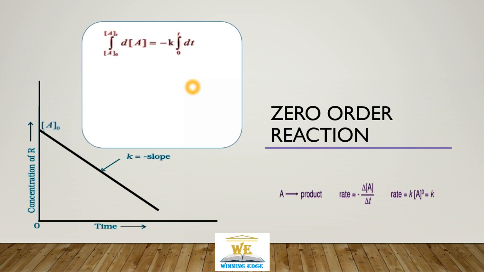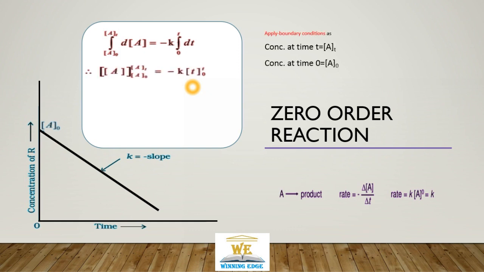The negative sign, as we know, symbolizes reduction in the concentration of reactants. By taking the integral, we get concentration from At to A0, because initial concentration was A0 at time t0, and at time t it was At. So it will be At minus A0 equal to minus Kt, and that's our expression for a zero order reaction.